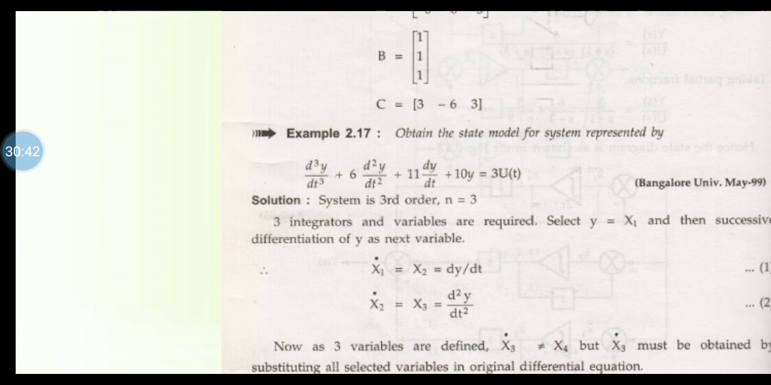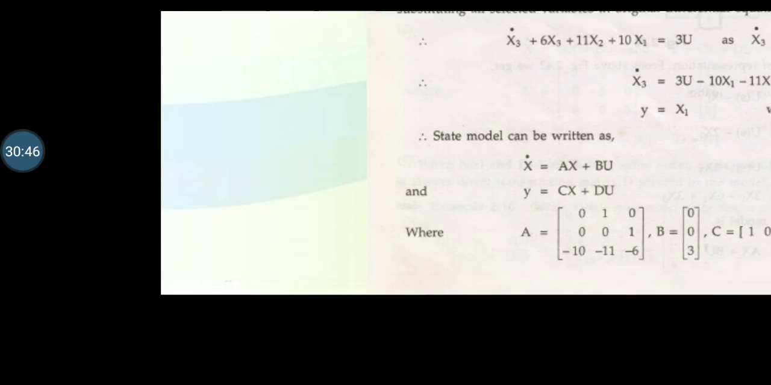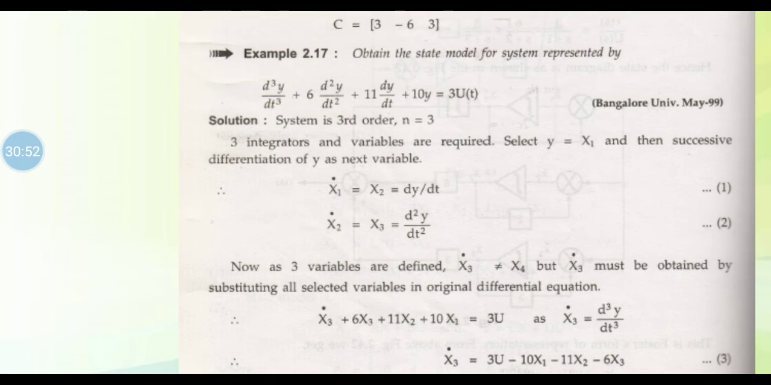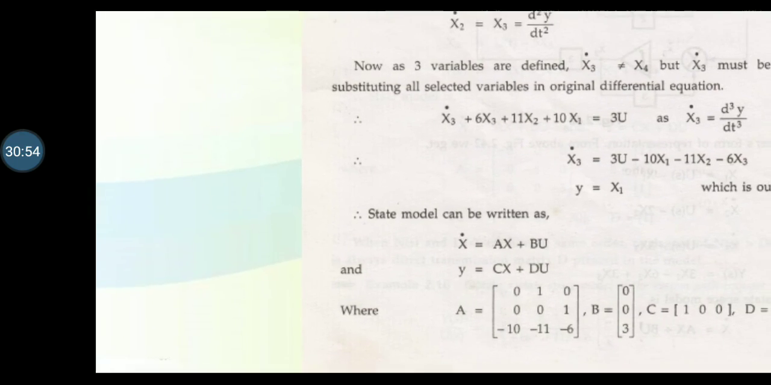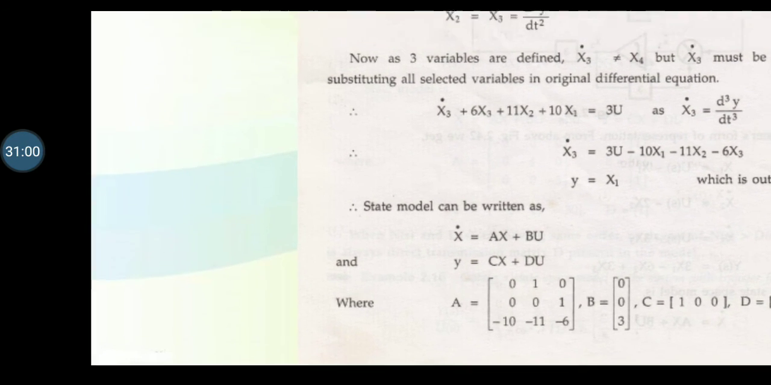You see this equation, x2 dot is what? x3. So only x3 must be 1 here. Then the third equation is minus 10x1 minus 11x2 minus 6x3. So minus 10, minus 11, minus 6. B is 0 0 3.